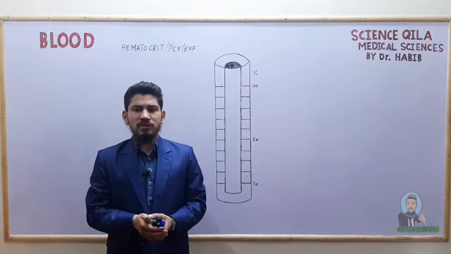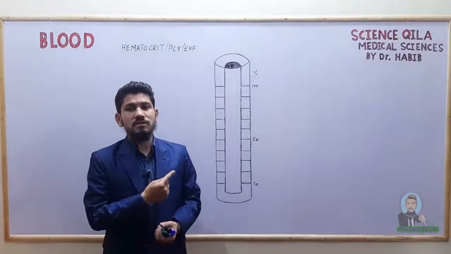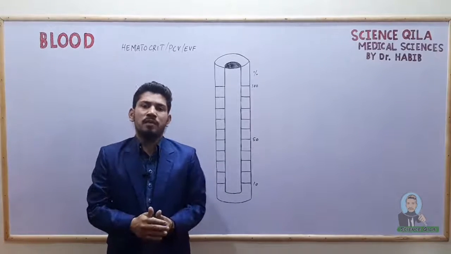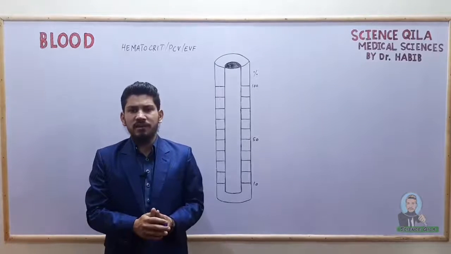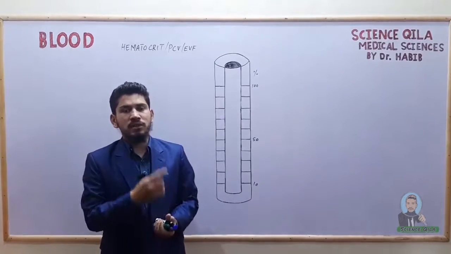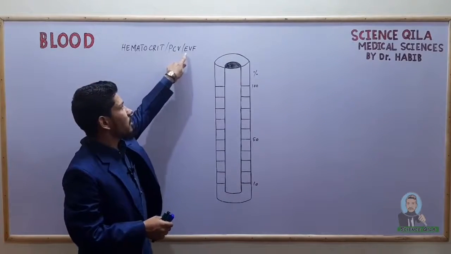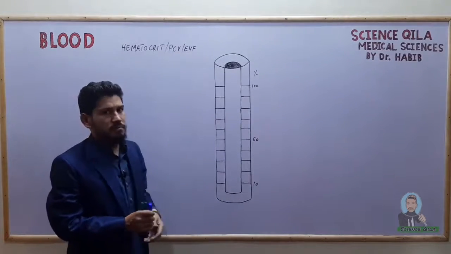In today's video lecture we are going to discuss the blood, and we are going to cover the composition of the blood and the hematocrit value. Hematocrit means the volume of red blood cells expressed in percentage, that is called the hematocrit value, and we also name that packed cell volume or erythrocyte volume fraction.